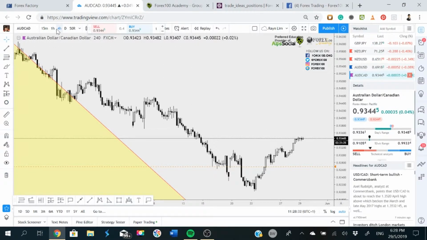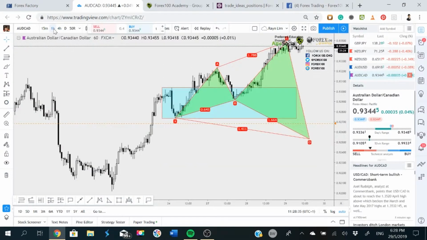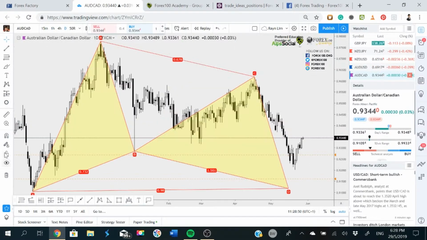To the 1 hour chart, there is one buying opportunity at 92.52. Let's see how this goes. If it breaks the C price, then this trade for a buying opportunity at a lower price below the buy zone will be invalid. All right.